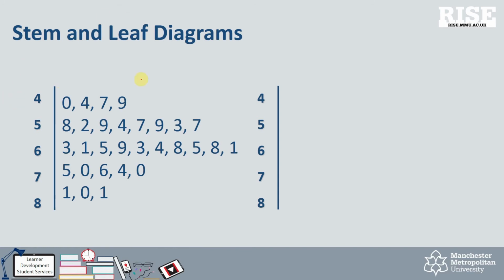So against the 4, I'd have 0, 4, 7 and 9. Against the 5 though, I'd start with the 2, the 3, and here this is when checking them off becomes really handy. We've got a 4, there's no 5s, no 6s. I've got two 7s, an 8 and two 9s. You'd continue like that until you finish the stem and leaf diagram and all the leaves are in ascending order.